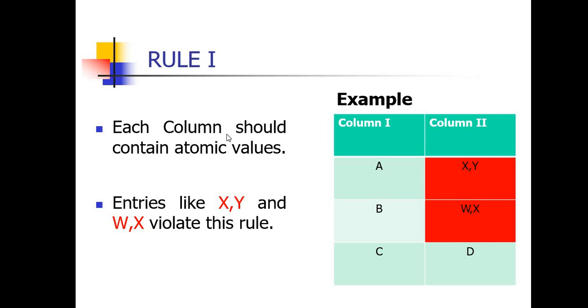First rule, each column should contain atomic values. Let us consider an example here. In column 1, we have atomic values. Consider column 2, it consists of composite values like x, y, w, x. These are all called composite values. These composite values break rule 1.